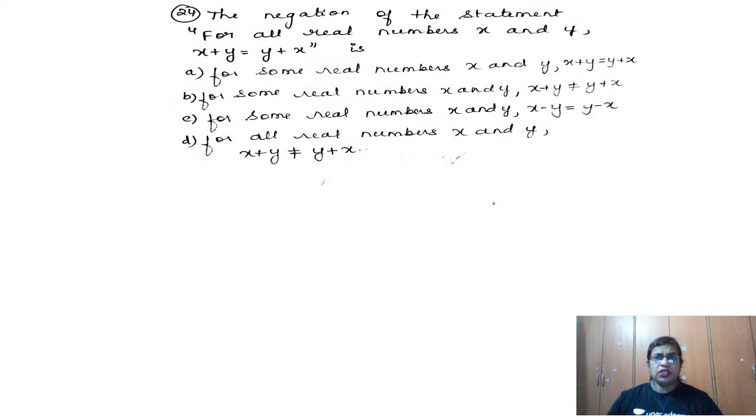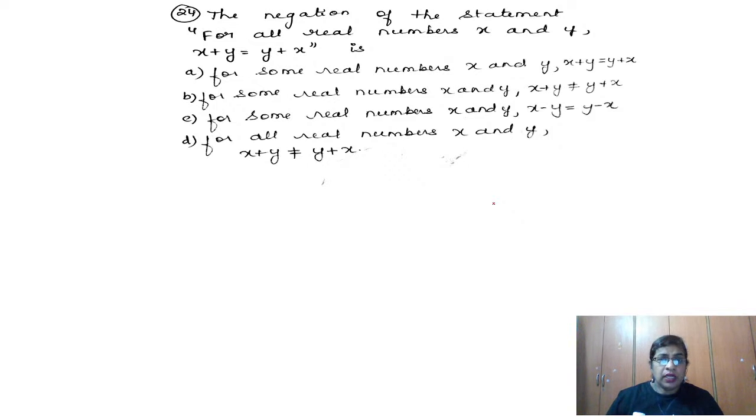Look at this question here. From the mathematical logic chapter, you will get 1 or 2 questions. What is the question telling us here? One type is that you may get a negation. The second type of question is converse, inverse, contrapositive.